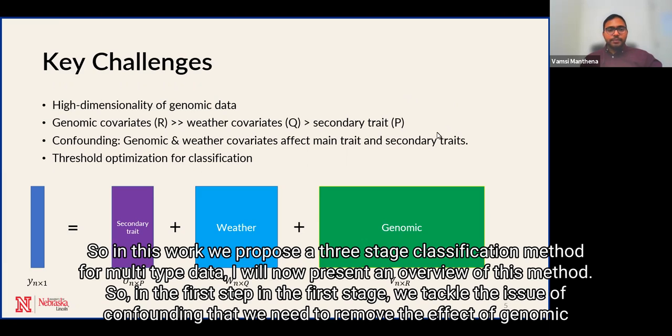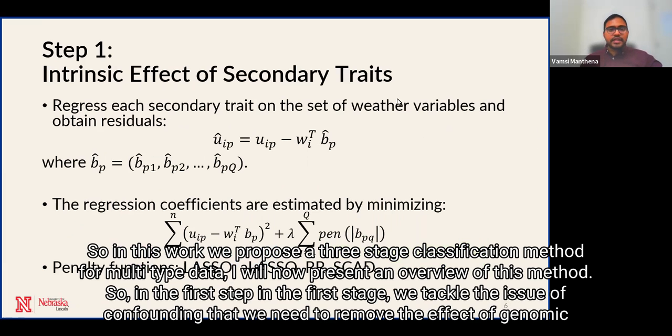So in this work, we propose a three-stage classification method for multi-type data. I will now present an overview of this method. So in the first stage, we tackle the issue of confounding.